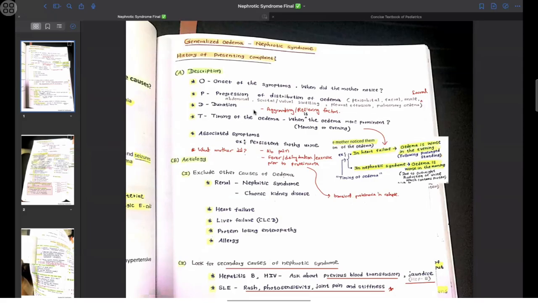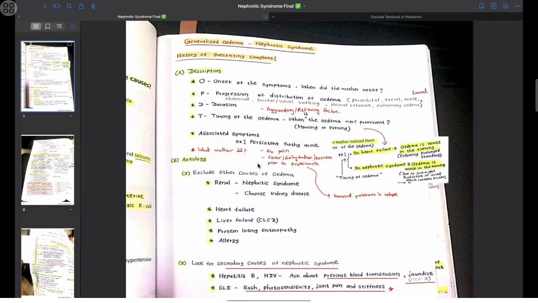Then when it comes to the duration, obviously we ask how long it has been there, and then you can ask about any aggravating and relieving factors that the mother has noticed with the edema. If the mother says that it does not increase or reduce with anything, you can just say there were no aggravating or relieving factors according to the mother. Then another thing is the timing of the edema. We ask whether it is more prominent in the morning or evening. That is because usually in renal diseases or nephrotic syndrome, the edema is worse in the mornings, whilst in heart failure it is worse in the evenings, with prolonged standing.